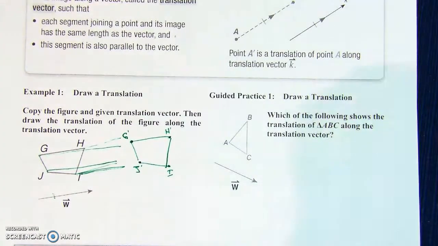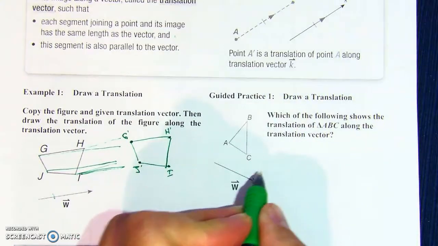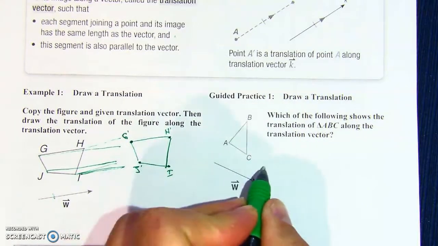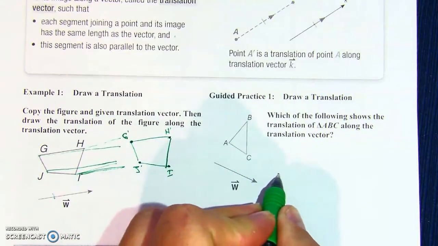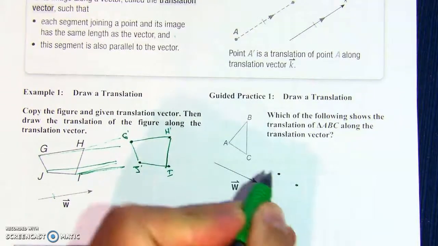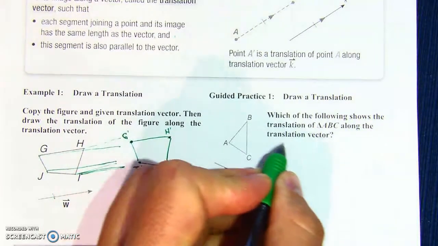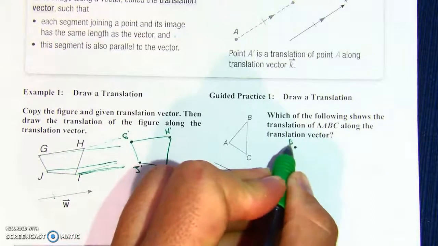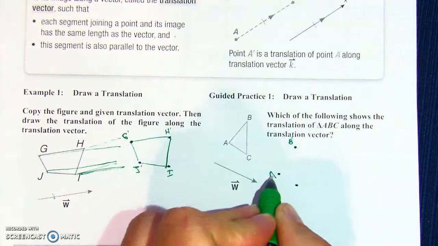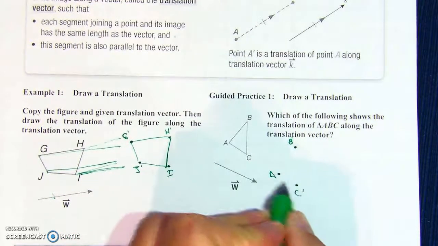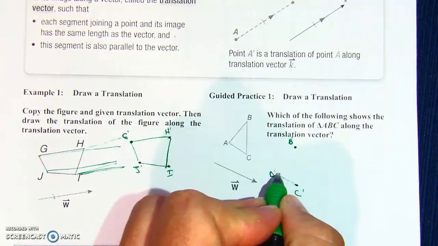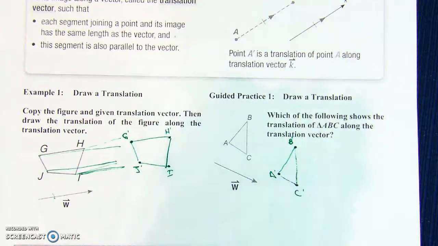Okay, hopefully you tried on your own. I'm going to show you what's going on here. So again, we want to go A, we're going to go this direction, so we're going to go A, C, and it looks like B might be here. So here's our B prime, A prime, and our C prime. And all we would do is just connect our points here, okay? And that would be our answer.